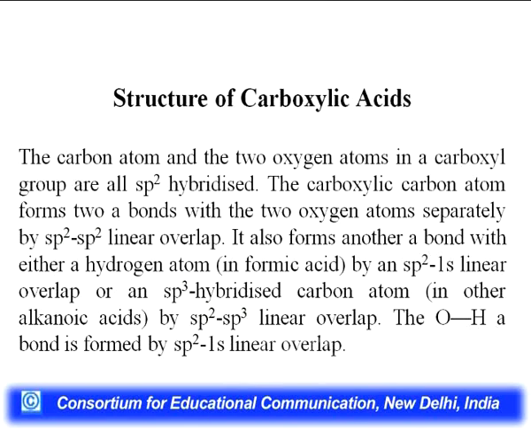Now about the structure of carboxylic acid. The carbon atom and the 2 oxygen atoms in the carboxylic group are all sp2 hybridized. The carboxylic carbon atom forms 2 sigma bonds with 2 oxygen atoms separately by sp2-sp2 linear overlapping. It also forms another sigma bond with either a hydrogen atom by sp2-1s linear overlap or an sp3 hybridized carbon atom by sp2-sp3 linear overlap. The O-H bond is formed by sp2-1s linear overlapping.